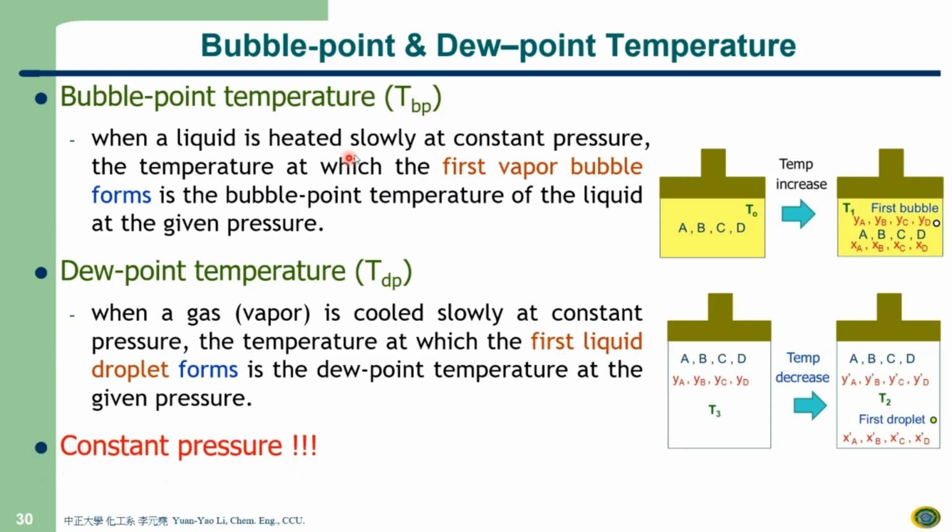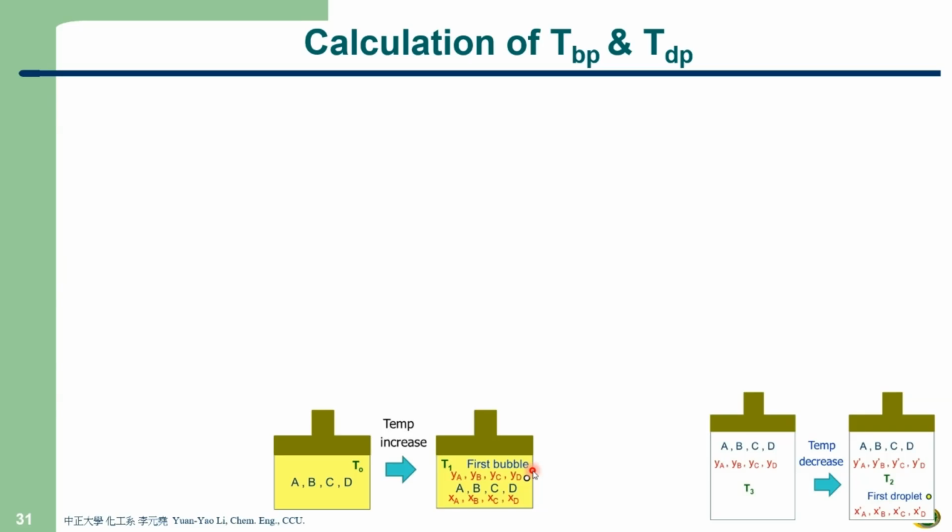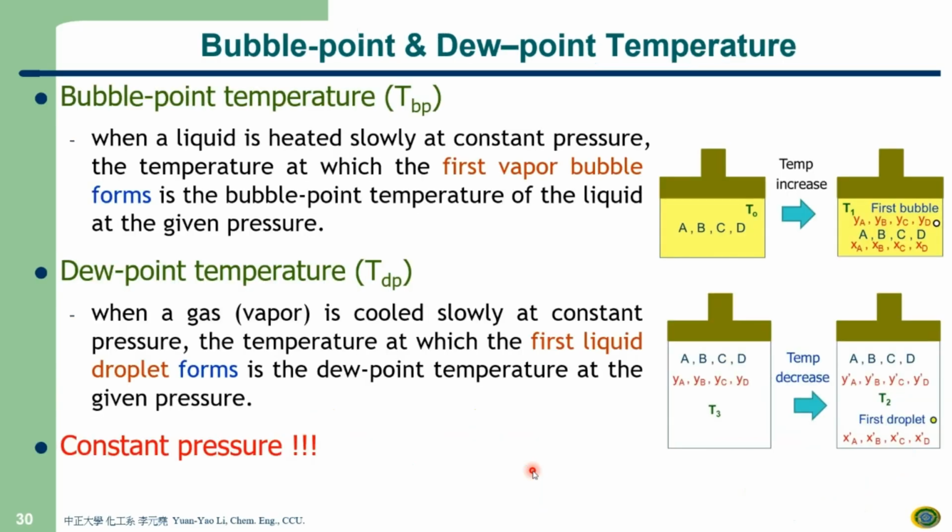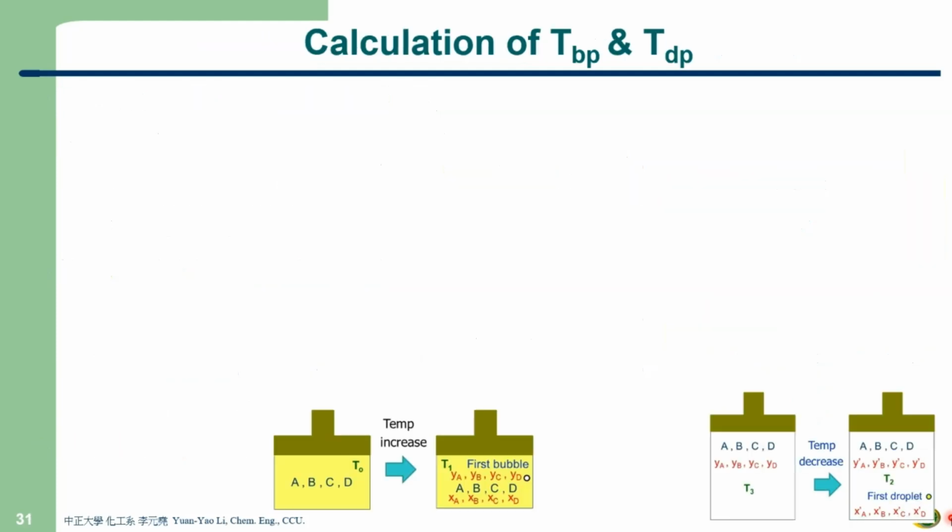So of course, we cannot tune temperature and pressure at the same time. We have to keep one factor as a constant. So at this moment, when we talk about dew point and bubble point temperature, we always keep the pressure as a constant. So this is important, constant pressure. How about dew point pressure and bubble point pressure? That means we keep the temperature as a constant, okay? So how are we going to calculate the dew point temperature and bubble point temperature?